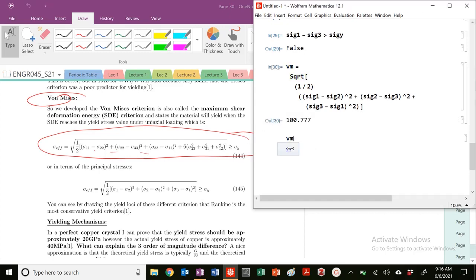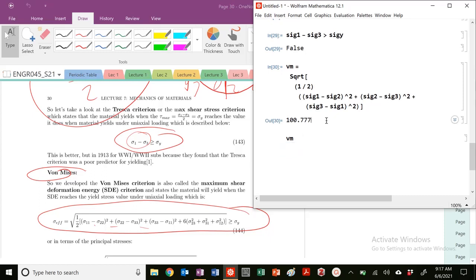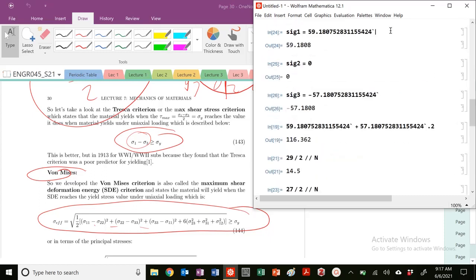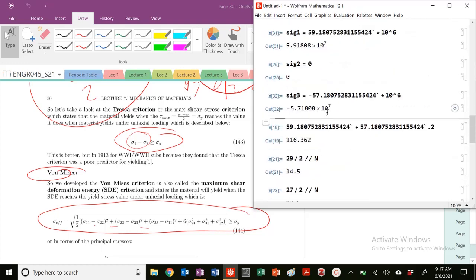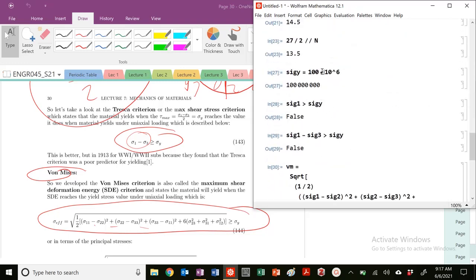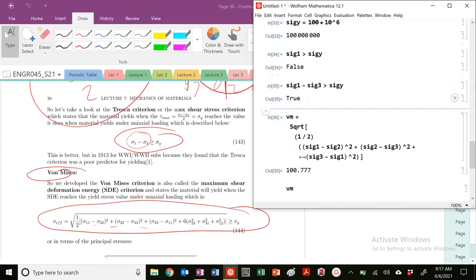Oh shoot, sorry, we made a mistake. We need to make sure these are all in MPa, megapascals. Remember, we're working this problem all in megapascals, so we could have just kept this at 100, but the answers are still the same.